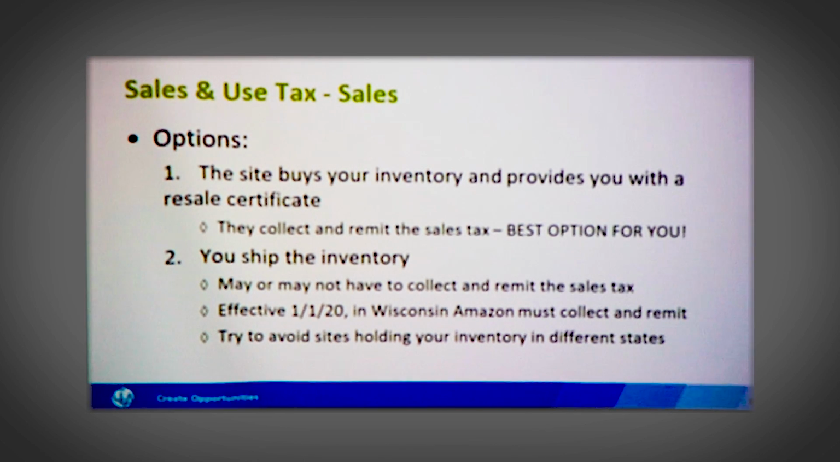So the best option for you is the site buys all your inventory from you, and then they sell it. And then they are going to collect the sales tax, and they're going to remit it, okay? That's the way you want to go if possible, okay? Because that's the easiest for you, because they just buy all your inventory for you, and then they'll take care of it. The other options are, like, you ship the inventory, and it's going to depend on your contract with them.